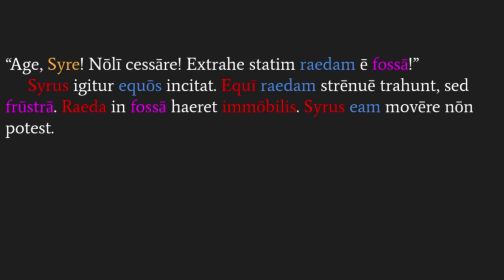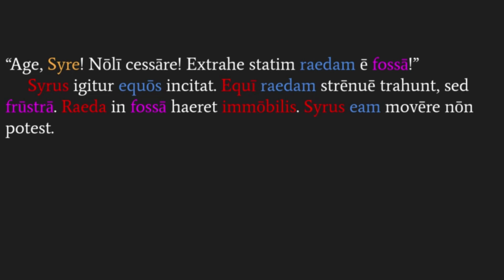Noli cessare, don't delay. Here we have our third command, extrahe. And again, it's singular positive. So age is positive. It means come on. Noli cessare is negative. It means don't delay. And extrahe is positive. It means, do something. In this case, drag out, extrahe. So he says, drag out immediately, statim, the raedam, the carriage, e fossa, out of the ditch. So he says, immediately drag the carriage out of the ditch. He's telling Cyrus to get the carriage back up on the road.